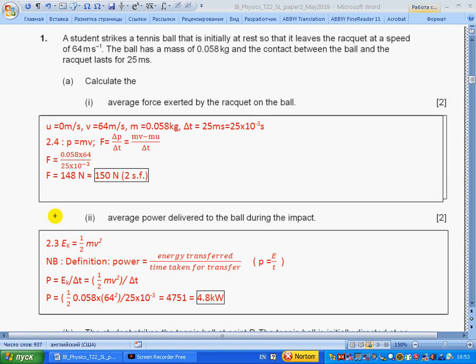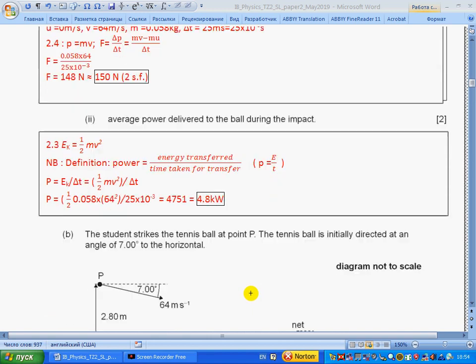Double I. Average power delivered to the ball during the impact. Section 2.3 gives us a formula for kinetic energy. Note in the booklet the definition of power: it is energy transferred divided by time taken for transfer. Because the energy transferred is kinetic energy, we divide kinetic energy by time, substitute the given values, and we get 4.8 kilowatts to two significant figures.